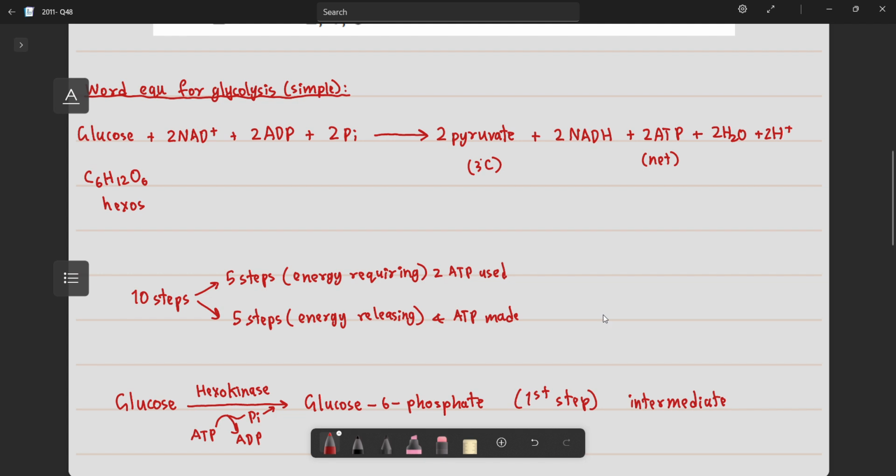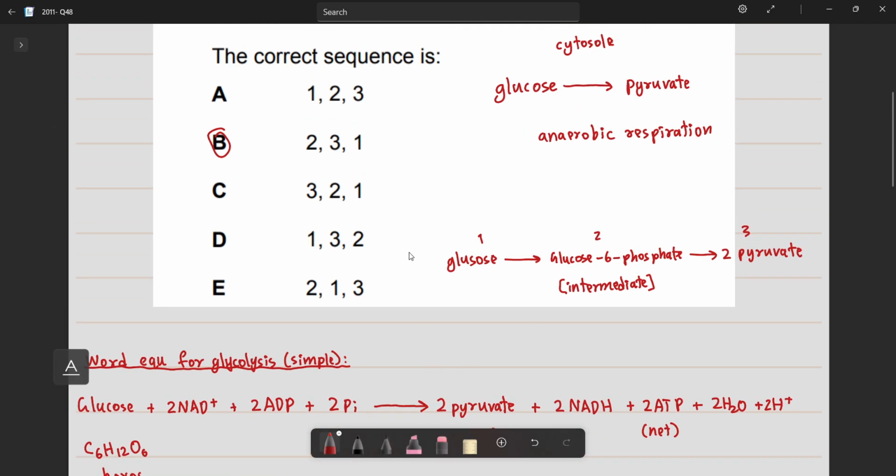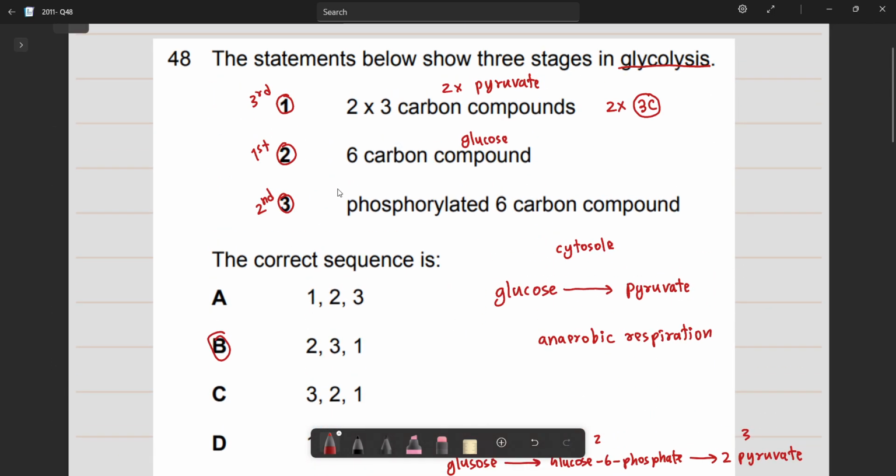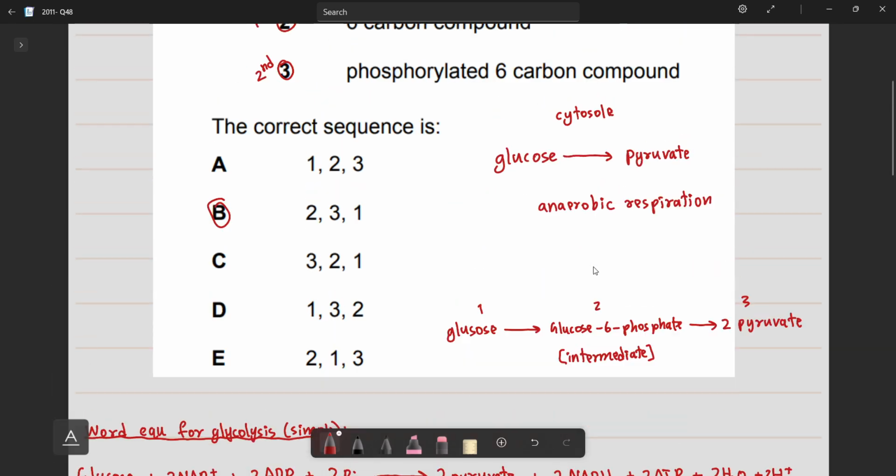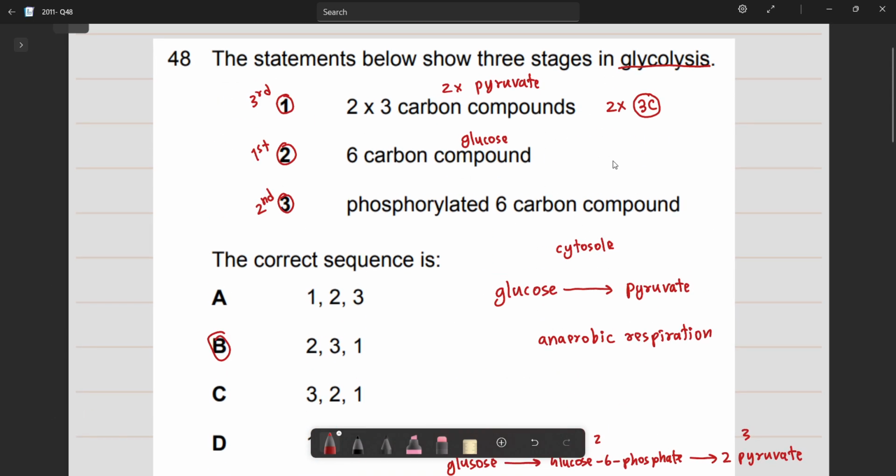Keep in mind that you have to memorize this word equation at all costs for glycolysis. If you have memorized it well, then it's a great thing. You can easily solve this without memorizing or recalling the entire 10 steps of glycolysis, which is very complicated, and it's very time limited as well. So you have to solve this question very quickly. That's how we solve this question.